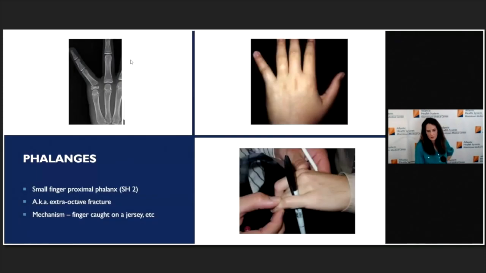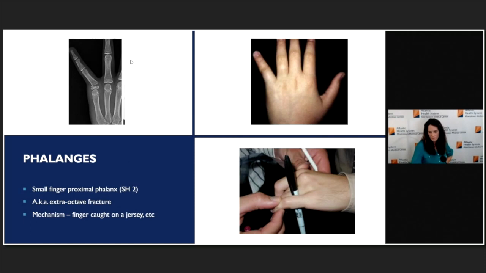And then this is probably my favorite one to do in the office. This is a small finger fracture. It's a Salter-Harris 2 fracture of the proximal phalanx here. And they call it an extra octave fracture, because if you're playing piano, you can now reach that extra octave. And usually it happens in sports because the finger gets caught on a jersey and gets pulled out to the side.